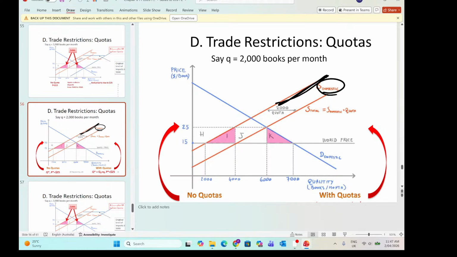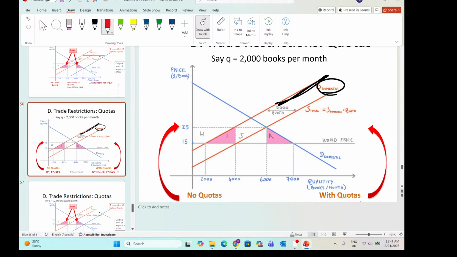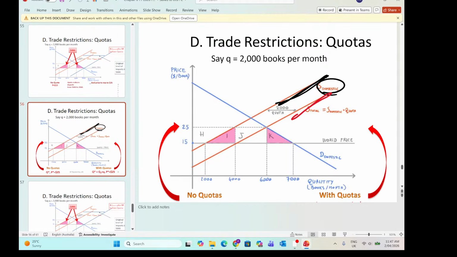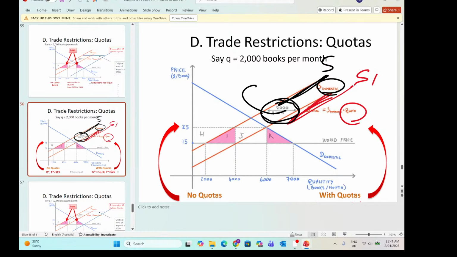What's the curve to the right doing? The curve to the right, of course, is the domestic supply plus the imports, plus the quota. So the supply is bigger, we'll call that S1. S1 is bigger than S because now there's 2,000 imports. That 2,000, that's the imports, that's the quota, that's the amount that we're allowed to bring in.